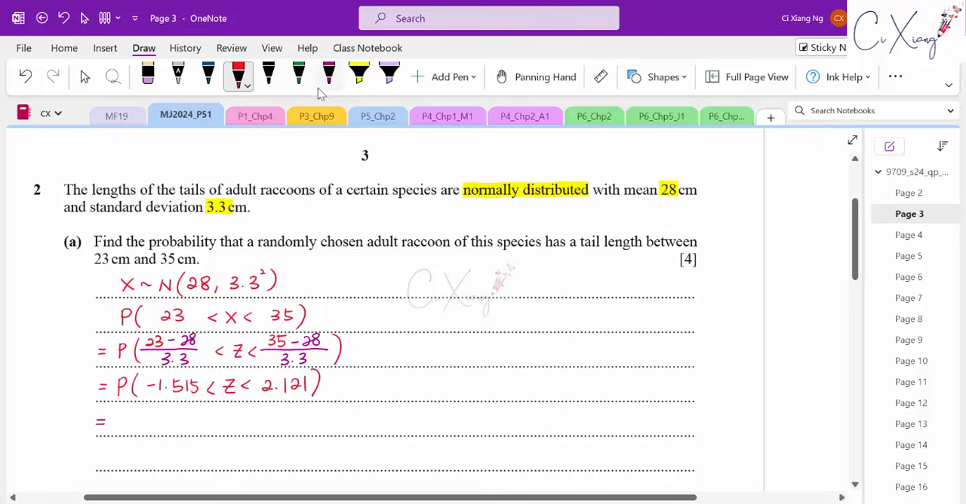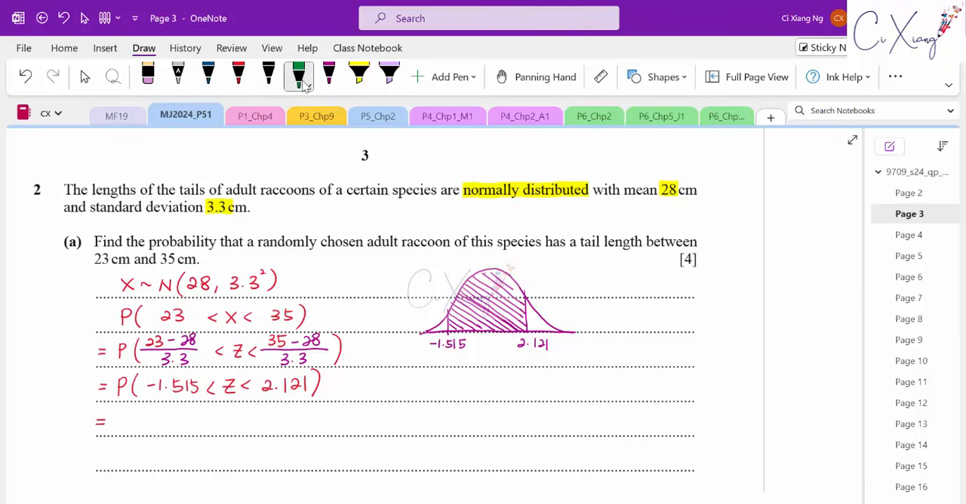Alright, so to find out this particular probability here, if I try to visualize it from the diagram, okay, so I'm having actually negative 1.515 and also this value which is 2.121. And this is the particular area that I want to find. Okay, then according to this area, I want to write out my step so that I can find out the value that I want from the table. Okay, so what I want to do is like to find out this particular area, I want to find out this green color area first.